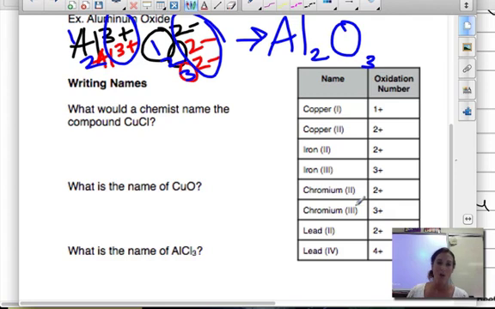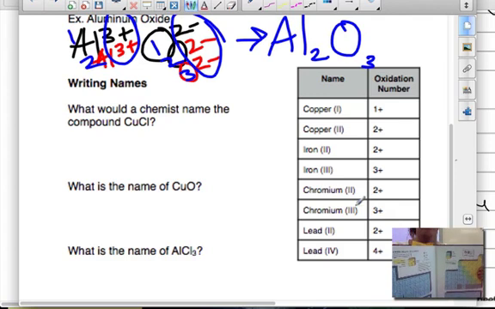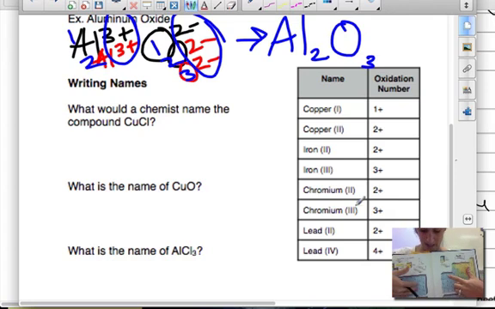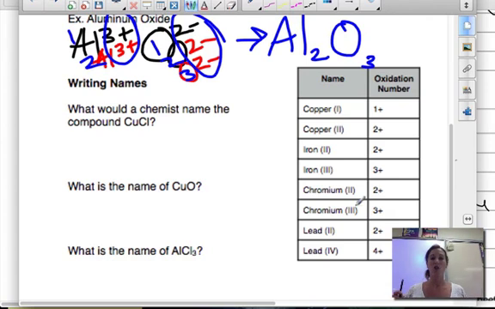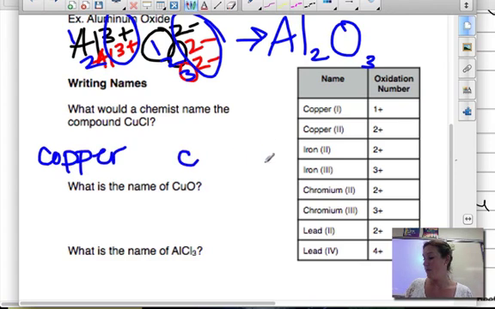So for example, what would a chemist name the compound CuCl? Looking at my periodic table, I'll just hold the one up I have here. If you look at the middle section, copper is found right here. It is in the transition metal section. Since it's found in the transition metal section, we need to use a Roman numeral to identify the charge of the element. So I am going to write down, just like before, we write down the first element as it is, it's copper. Write down the second element with an IDE, chloride.